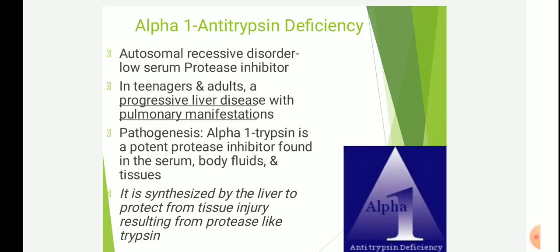Coming to another inherited chronic liver disorder, alpha 1 antitrypsin deficiency. This is basically an autosomal recessive disorder. There is low serum protease inhibitor. It is commonly seen in teenagers and adults. A progressive liver disease with pulmonary manifestations. Alpha 1 antitrypsin is a potent protease inhibitor found in the serum, body fluids and tissues. It is synthesized by the liver to protect from tissue injury resulting from proteases like trypsin.